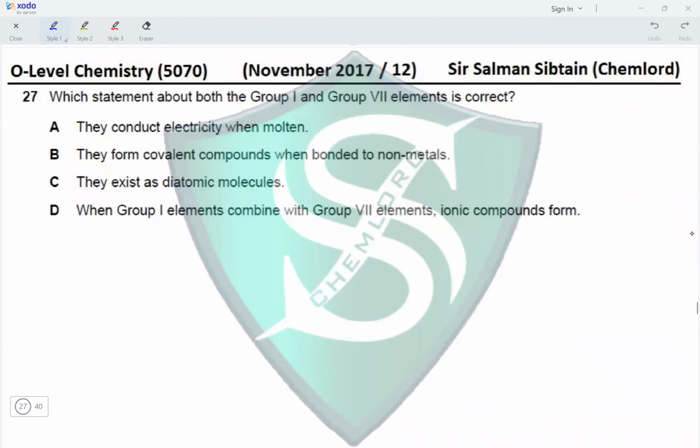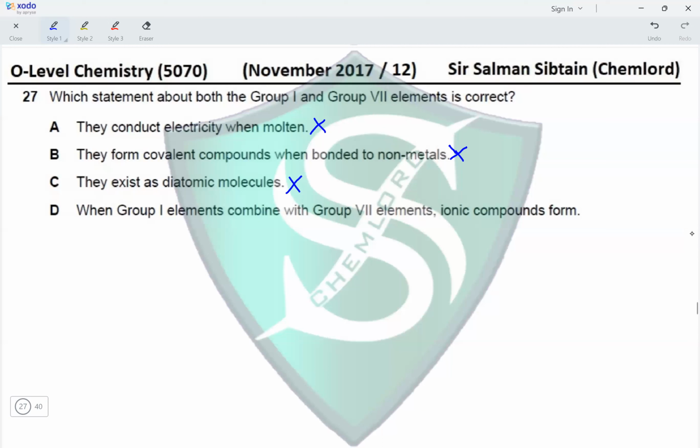Question 27. Which statement about both the group 1 and group 7 elements is correct? They conduct electricity when molten. Group 1 is a metal, it will. Group 7 is a non-metal, it will not. They form covalent compounds when bonded to non-metals. Group 7 will form covalent bonds. Group 1 is a metal, they will not form covalent bonds. They exist as diatomic molecules. Group 1 do not exist as diatomic molecules. Group 7 are all diatomic molecules.